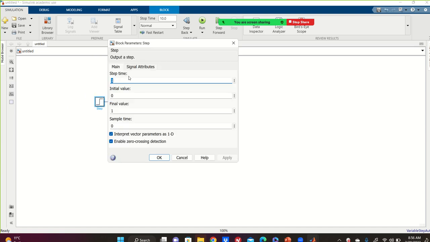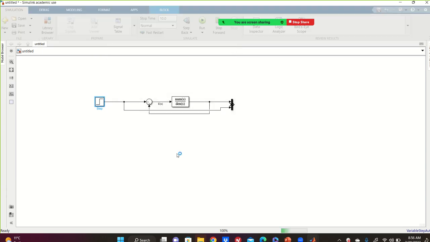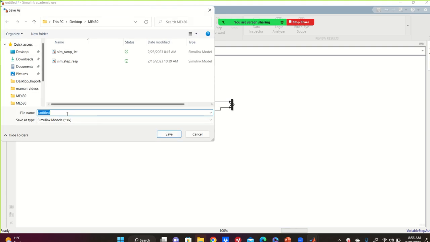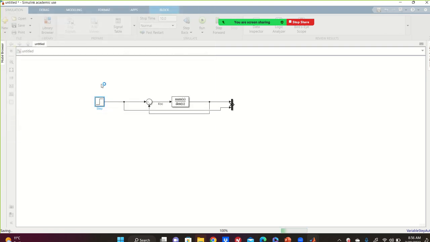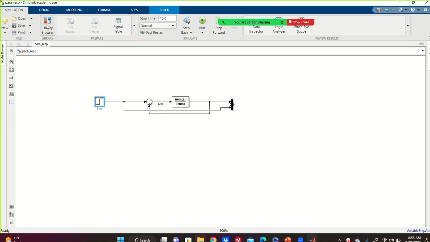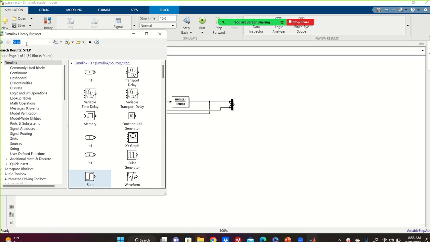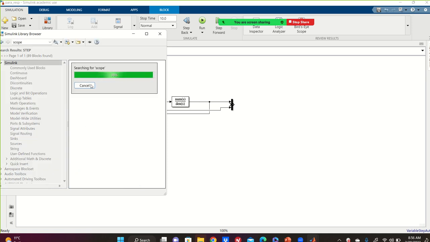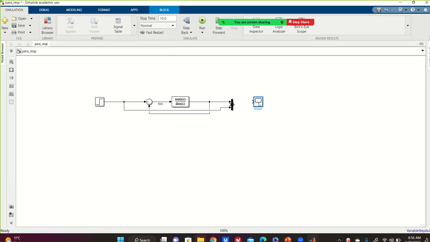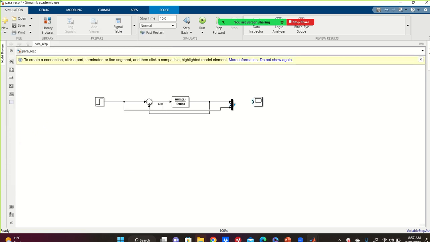And just double checking that the step time is 0. I don't want to have a delayed one. Okay, and then saving as parabolic input, parabolic response, and then having that, plot scope. Okay, and I don't need marks.